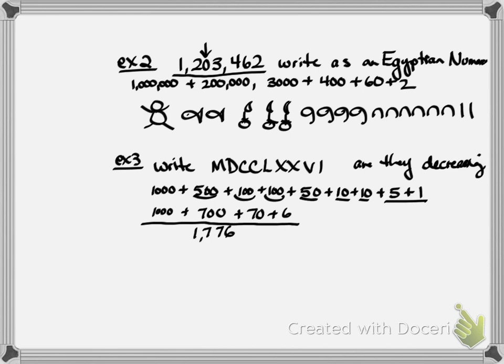And you don't have to break it down this way that I did it. You could just use your calculator if you wanted to. All right, next, we're going to write, for example 4, CMLXIV as Hindu Arabic.